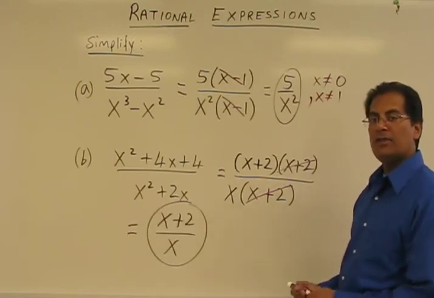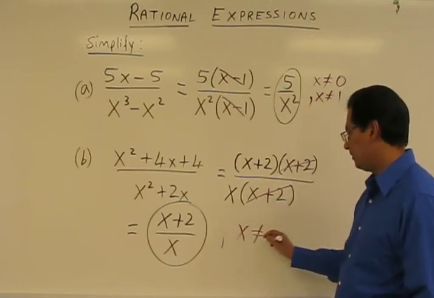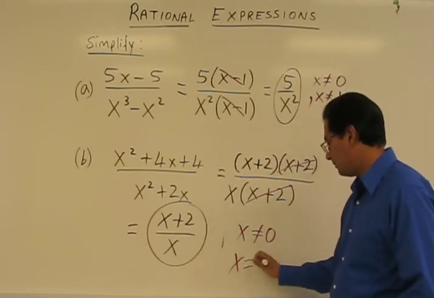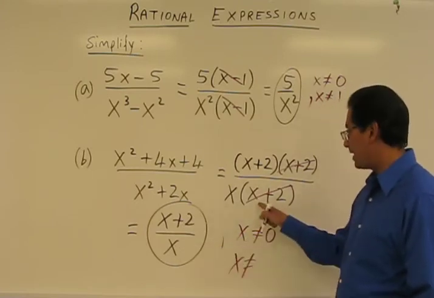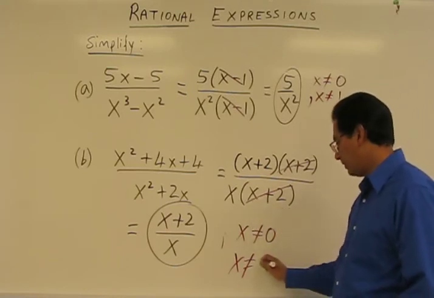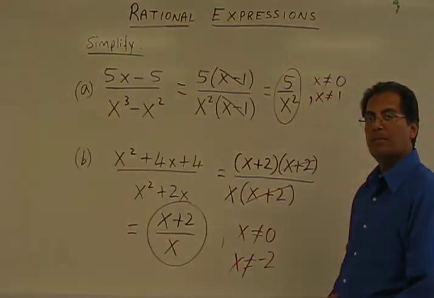Again, we should know what x cannot be. Well, x cannot be 0, of course, because we can't divide by 0 here. And x cannot be, what would you think? Negative 2. If I put negative 2 in here for x, negative 2 plus 2 gives me 0. So x cannot be negative 2 either. Let's do one more example.